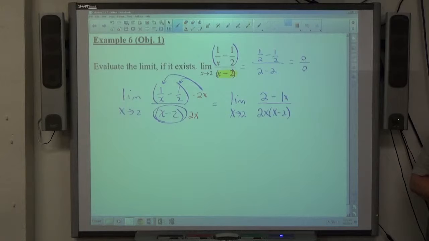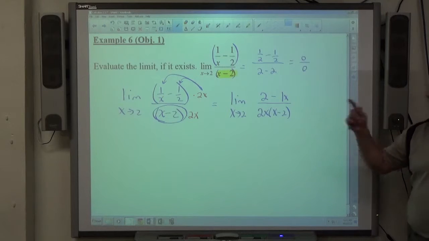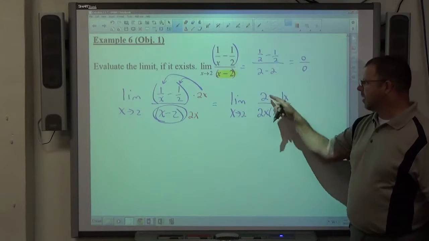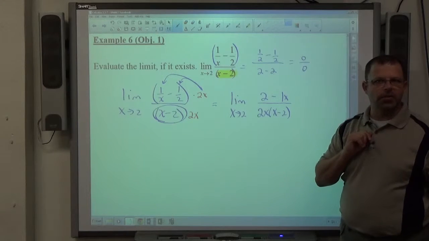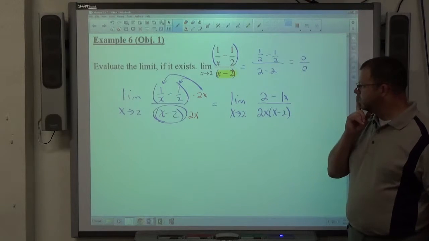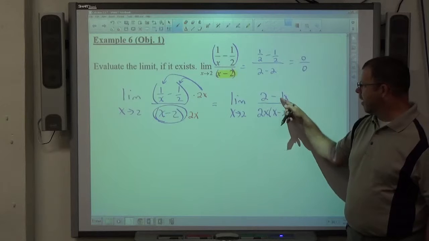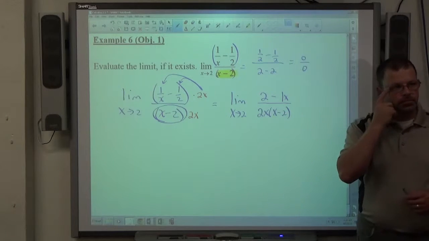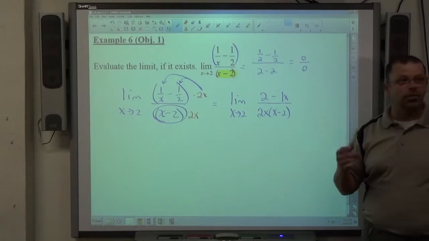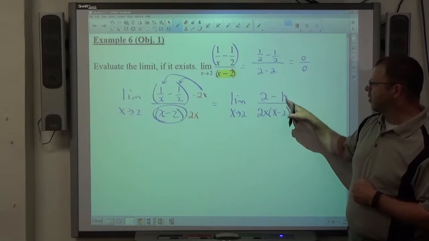Did that solve my problem? No. We still got the x minus 2 on the bottom, right? Does this cancel x minus 2? Does 2 minus x cancel x minus 2? What's wrong with it? Why can't 2 minus x and x minus 2 cancel? Yeah, it's swapped around, right? It's wrong signs. This is supposed to be negative, this is supposed to be positive.